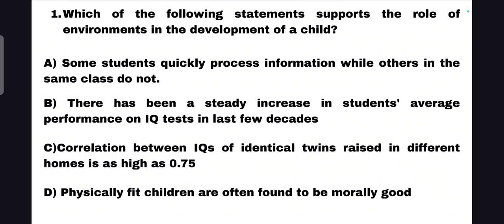First one, some students quickly process information while others in the same class do not. There has been a steady increase in students' average performance on IQ tests in the last few decades. Third one, the correlation between IQs of identical twins raised in different homes is as high as 0.75. Physically fit children are often found to be morally good. So, among these statements, which statement supports the role of environment in the development of a child? I give you 10 seconds, try to find out the answer.